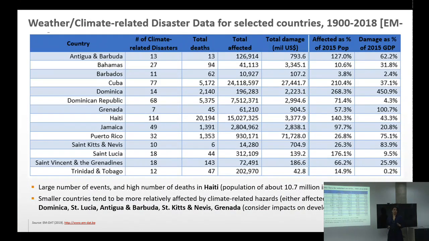This is just how varied it is across the region. The Caribbean, as much as we're very small islands, is a very heterogeneous region. We're not the same, and we're all affected quite differently. This is just a summary chart showing you how diverse we are and how disasters affect us generally.